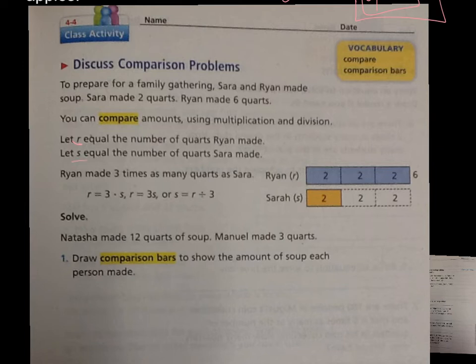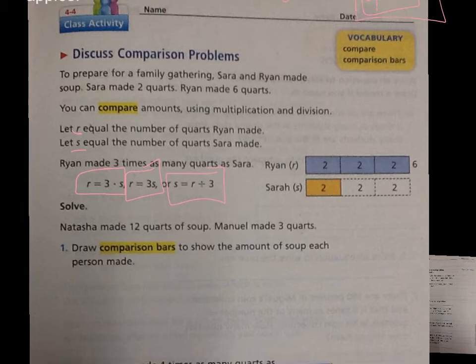So Ryan made 3 times as many quarts as Sarah. Okay, here are his 3 times as many. So you could have R equals 3 times S, which is what it is. You could have R equals 3S, because when the number touches against the variable, it means multiplication. Or you could have S equals R divided by 3. So let's go to the next one.